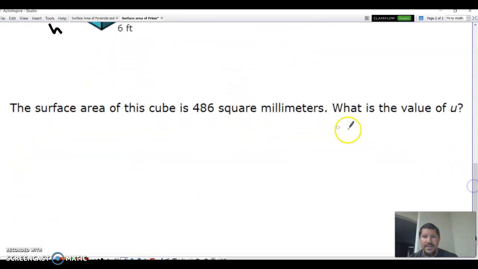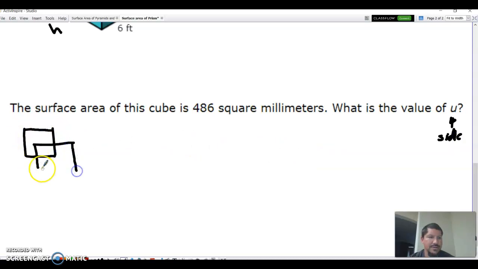Alright, so then that takes us to them giving us the surface area, in this case of a cube. We want to find out the side. So this is the side. It says what is the value of u. I forgot the picture, but I will tell you that the picture looks something like a cube, and they called that U, and that U, and they want to know what U is.